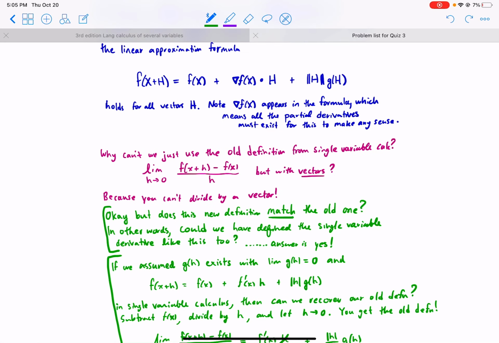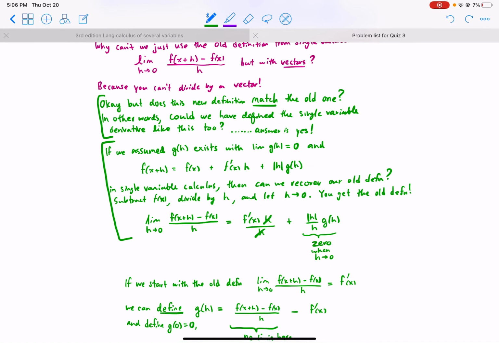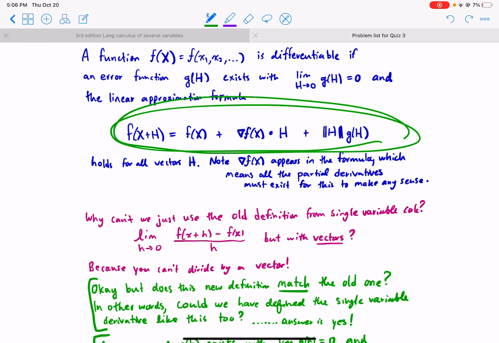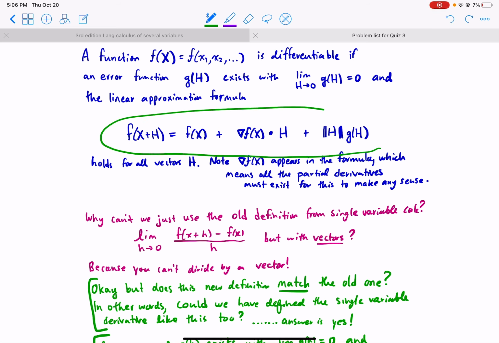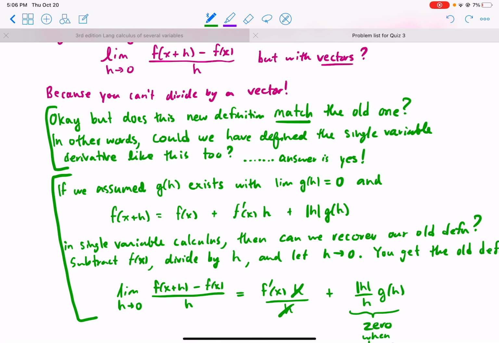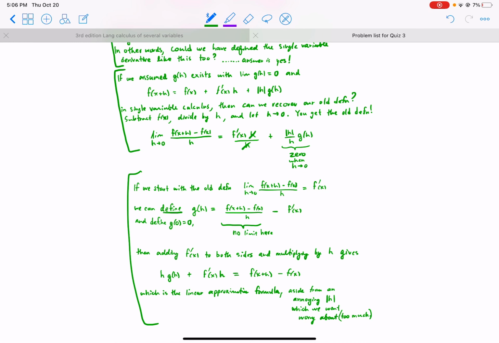Now, in green, I have sort of some things. If we're going to call this the derivative, then it better match the thing in single variable calculus. Like, we should be able to use this in single variable calculus too. Otherwise, why are we even calling this the derivative? So here I go in green. Okay, but does this new definition match the old one? In other words, could we have defined the single variable calculus derivative like this too? The answer is yes. First, and then second.